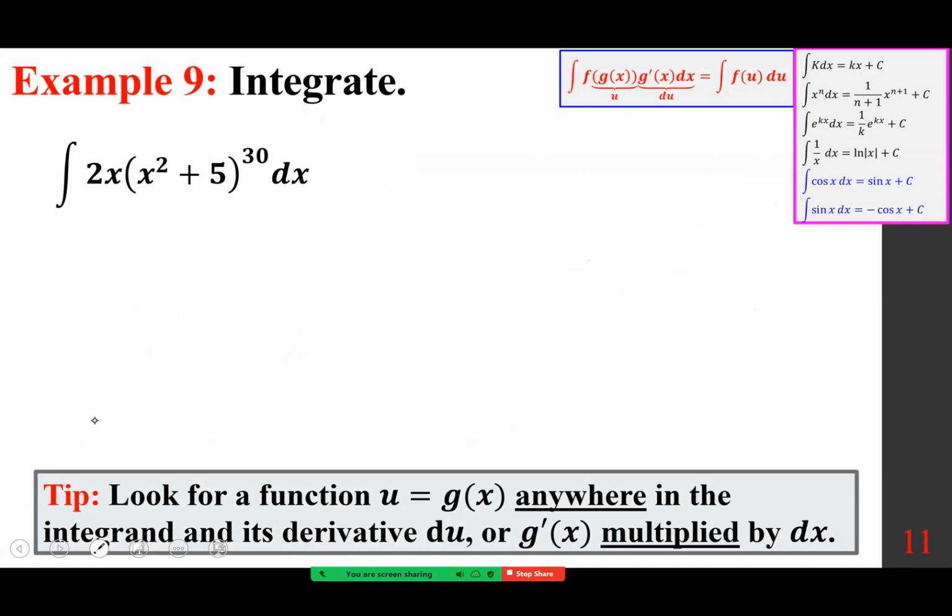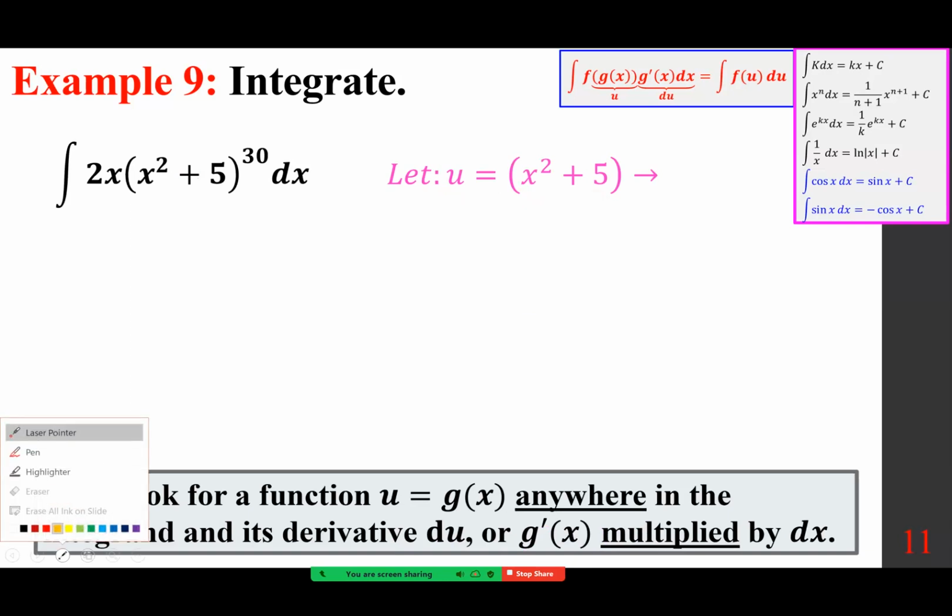Let's look at the concept of a substitution. The tip is to look for a function u equals g of x anywhere in the integrand, and its derivative du, or g prime of x multiplied by dx. So here's the strategy. If you're dealing with polynomials, the more complicated piece is the choice of u, in this case, x squared plus 5. You know the derivative of that is 2x. Therefore, du is 2x dx.